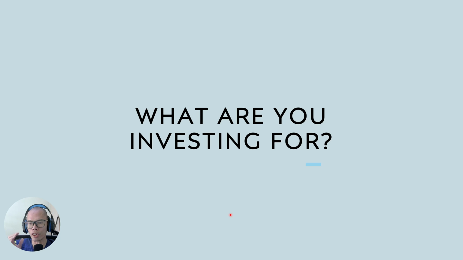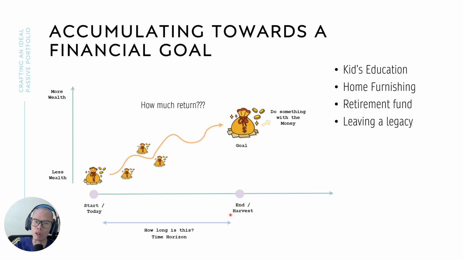So in general, if we're thinking about what we're investing for, I would group them into two different groups, and probably a third one. The first one is for those goals where you're accumulating towards a financial goal. Imagine that you have a sum of money over here, and along the way you probably have some capital that comes from your work income. Your goal is that at the end of a certain period, we're not sure how long it is, you wish to build up a certain sum of money, and for this sum of money you're going to do something with it. So how long is this time horizon?